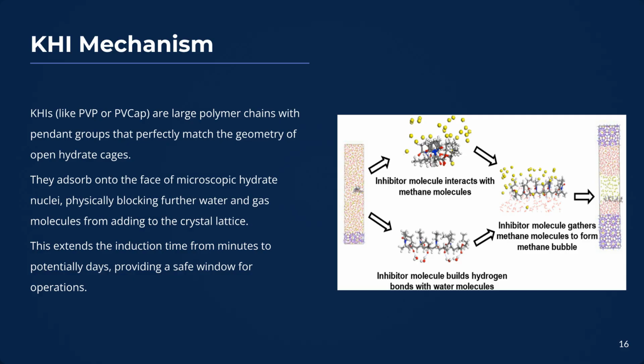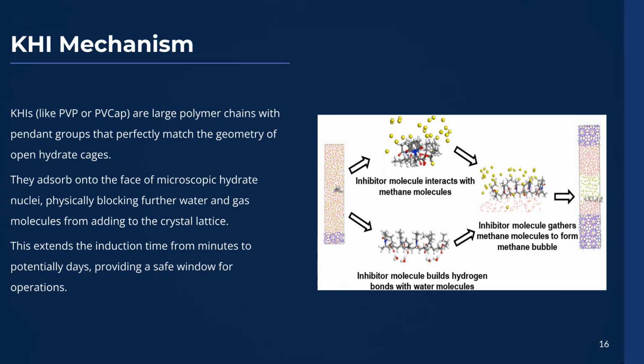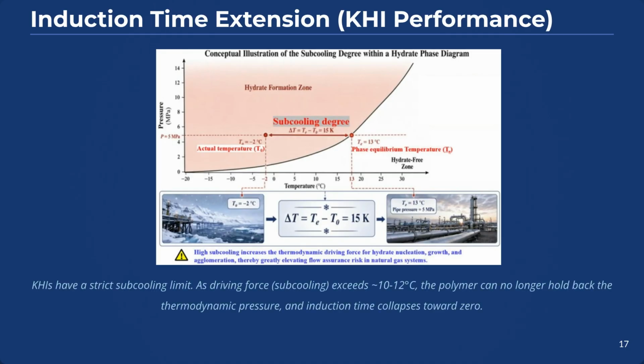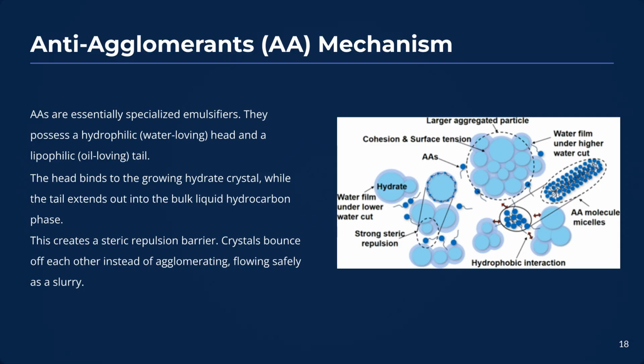Let's look at the kinetic hydrate inhibitor, or KHI, mechanism. KHIs, such as PVP or PVCAP, use polymer chains to mimic the geometry of hydrate cages, blocking water and gas molecules from adding to the lattice. KHIs offer a safe window for operations by extending induction time from minutes to days. However, they have a strict subcooling limit. Once the driving force exceeds about 10 to 12 degrees Celsius, they stop working.